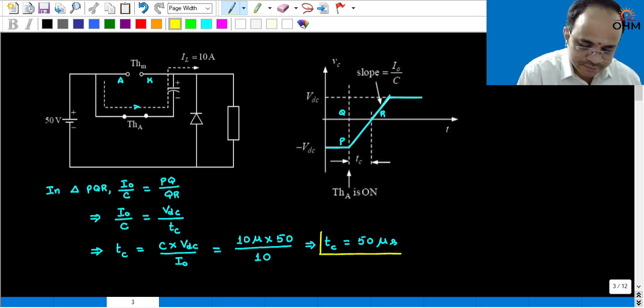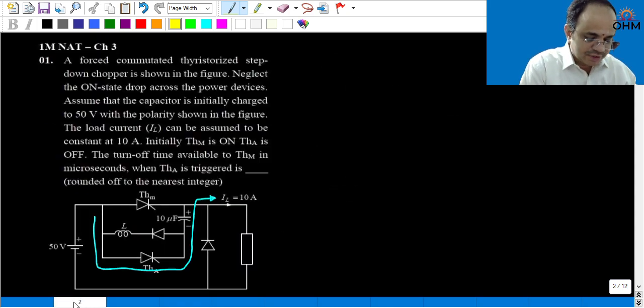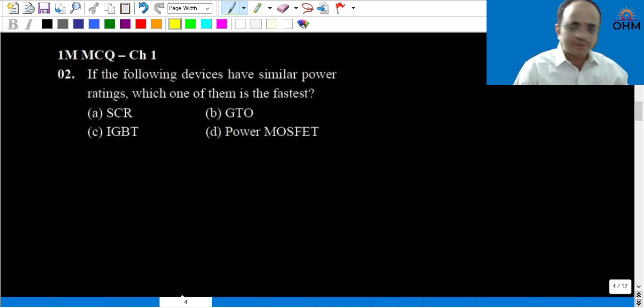As the question asks for the circuit turn off time, or the turn off time available for the main thyristor in microseconds, the answer is simply 50. So now let us move to the next question.